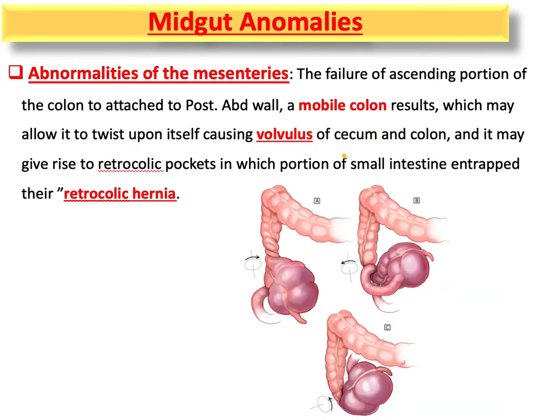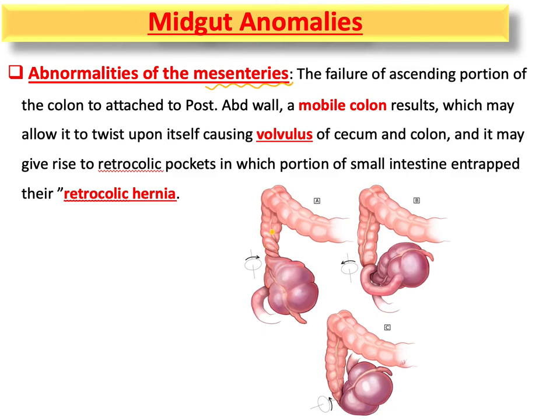Now the interesting part of the embryology of the midgut, which is the midgut anomalies. So let us start with the abnormalities of the mesenteries. We know that the ascending colon loses its mesentery and fuses with the posterior abdominal wall. That means there is no space behind it and it's fixed to the posterior abdominal wall.